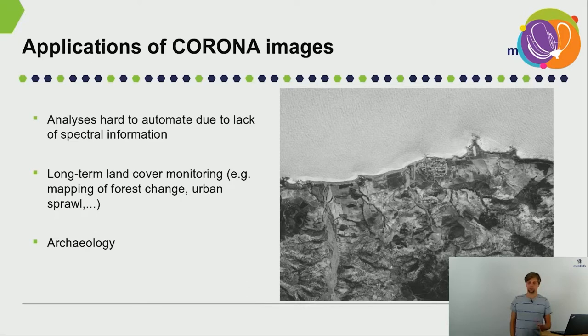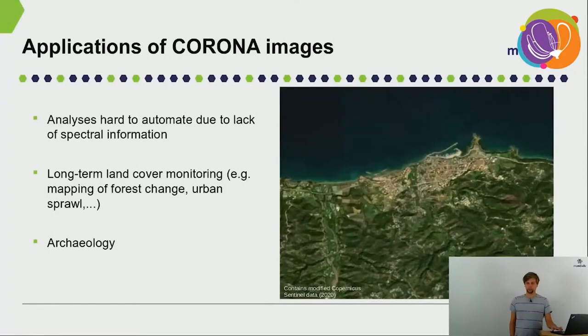In this image here, you see a harbor village in Algeria, and compared to today, you can also see how this city sprawled enormously in the past 60 years. This information, however, is hard to automatically extract, simply because in the Corona data we have no spectral information, and so all automatic approaches are limited to feature identification and extraction methods. However, in methods where we can focus on the qualitative interpretation of data, Corona data benefits a lot.